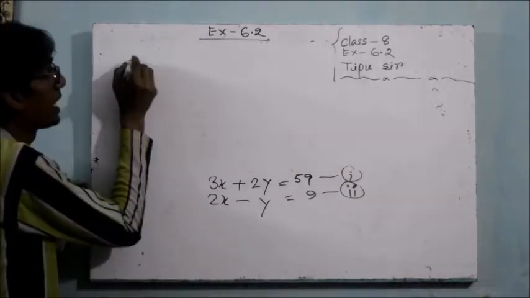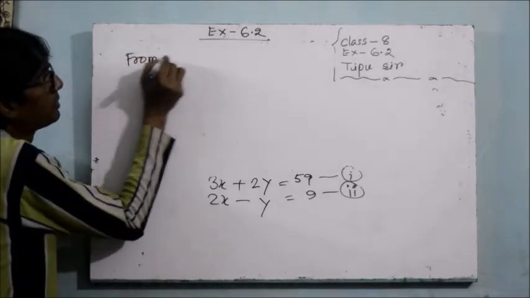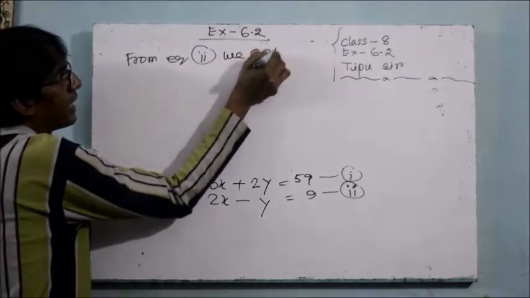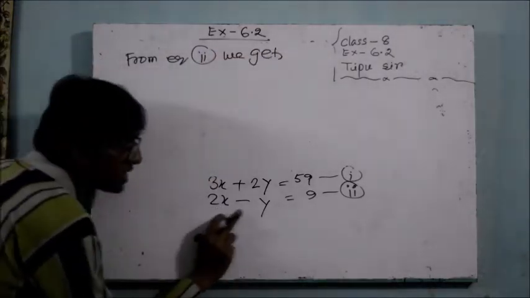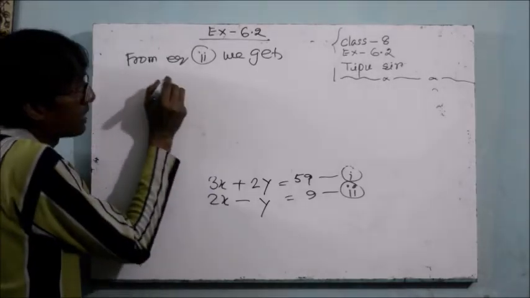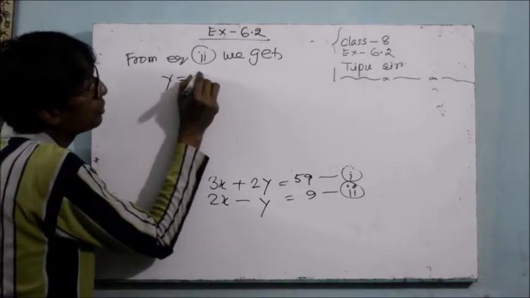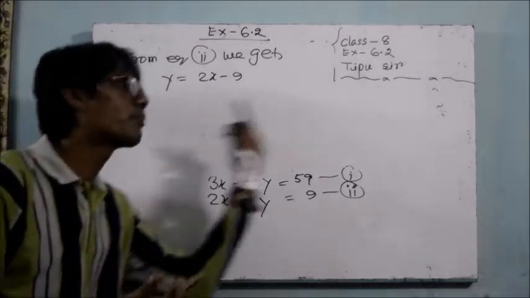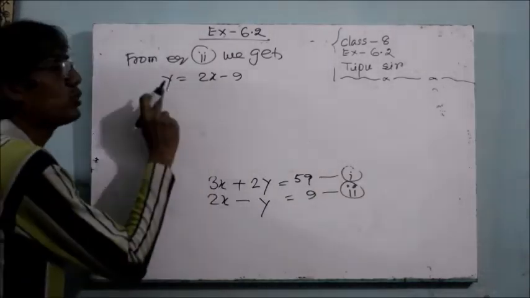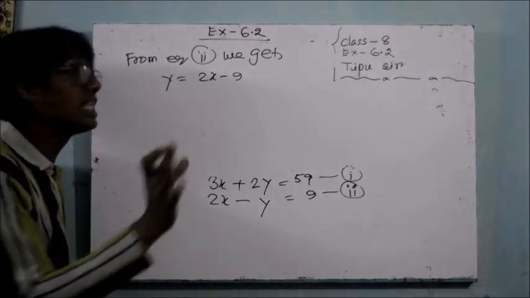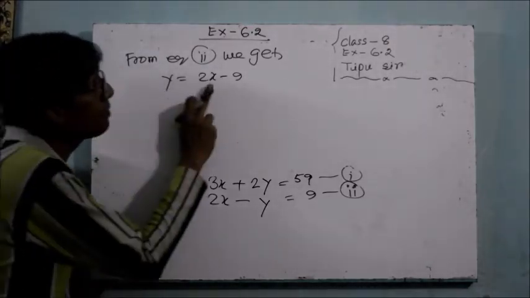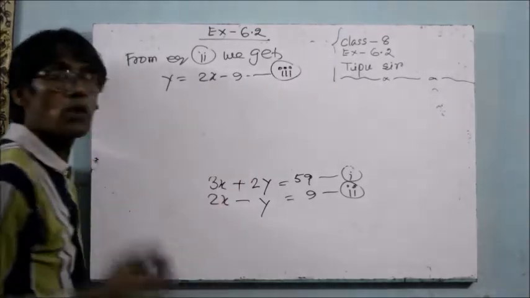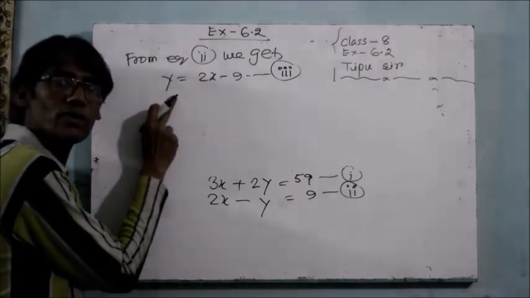Look at this, this is the easiest, simplest equation. So from equation 2 we get 2x minus y equal to 9, or you can write it like this, y equal to 2x minus 9. That means I just moved y to the right side and 9 to the left side, and there is a new equation. So I get the value of y but in terms of x. That means this is another equation, equation 3. So now we have the three equations, but here is a single variable y.